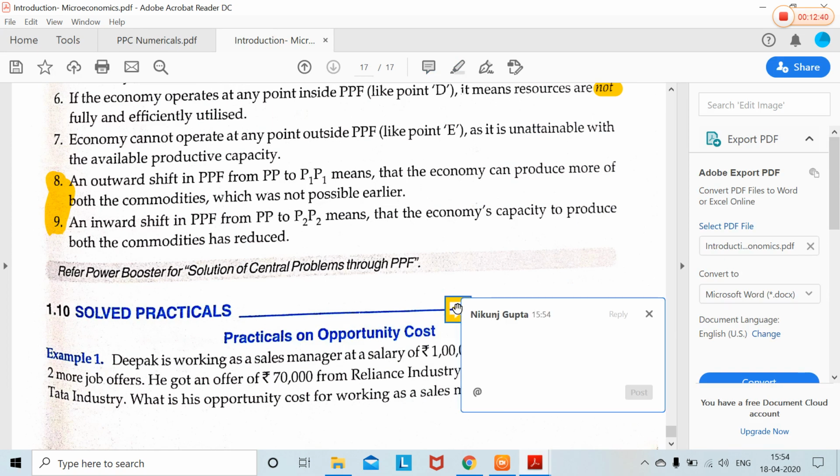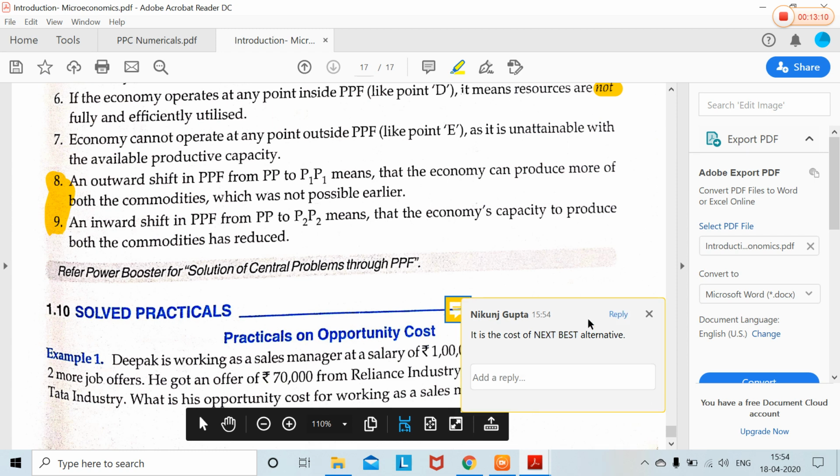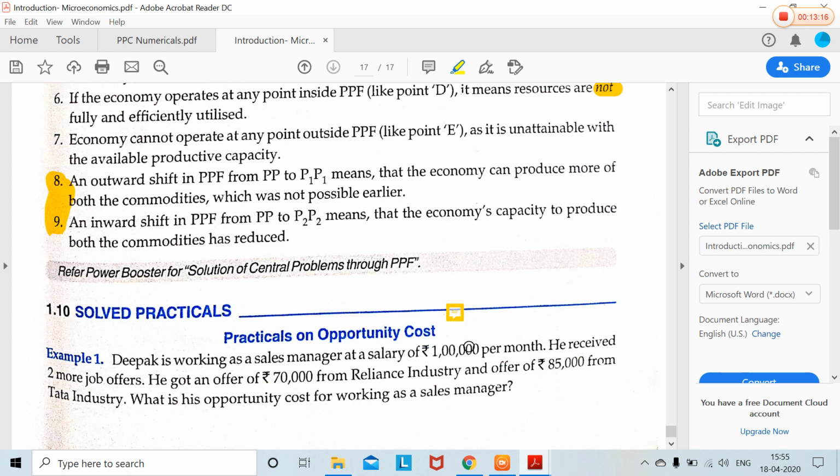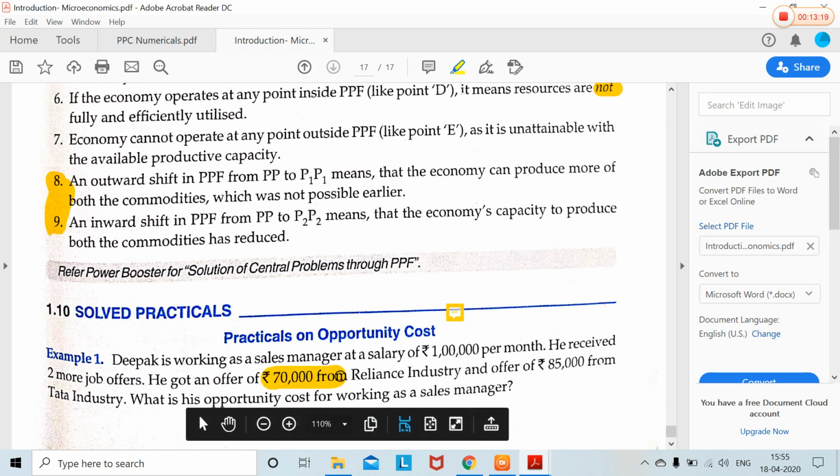If you recall, what is the definition of opportunity cost? It is the cost of the next best alternative. So whatever alternatives are given to us, this is the point to take care of. It is the cost of the next best alternative. This is important. So now he's working as a sales manager at a salary of 1 lakh, and one offer gives him 70,000, that is from Reliance, and the other offer gives him 85,000 from Tata Industries.